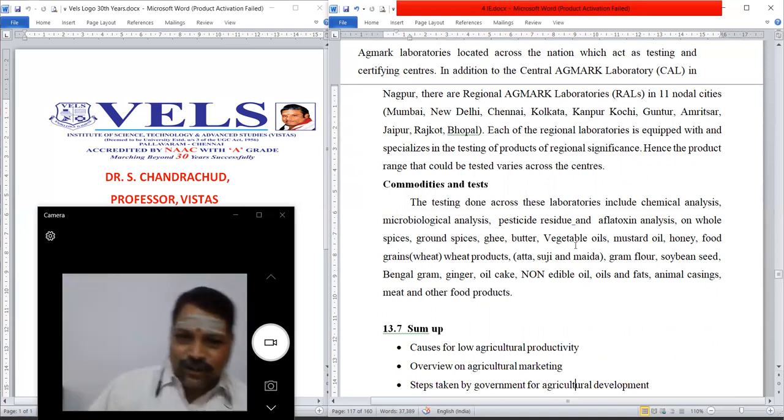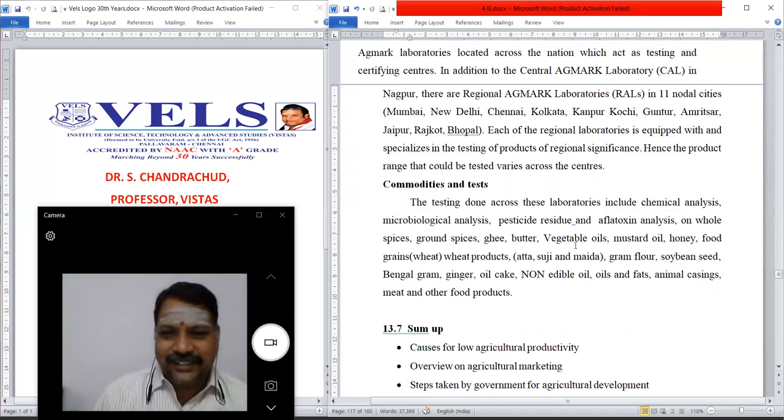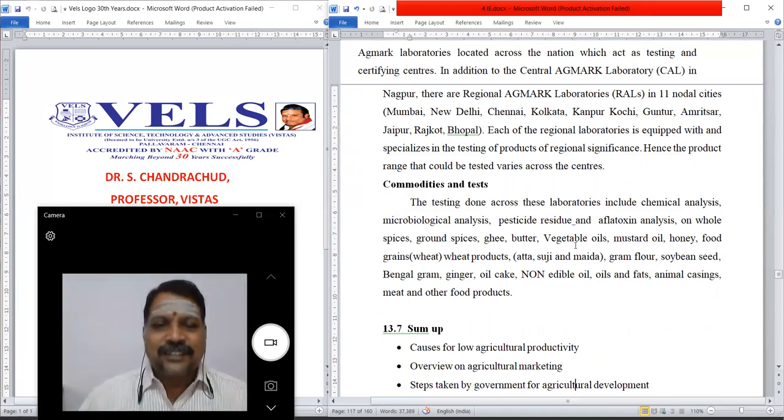The testing done across the laboratories include chemical analysis, microbial analysis, pesticide residue, and some other analysis. A number of analyses they made, and they are giving more priority for spices, ghee, butter, vegetable oil, mustard oil, honey, some other food grain related with wheat and soybean seed, Bengal gram, ginger, oil. So these are the main products AGMARK is giving grading and marking.